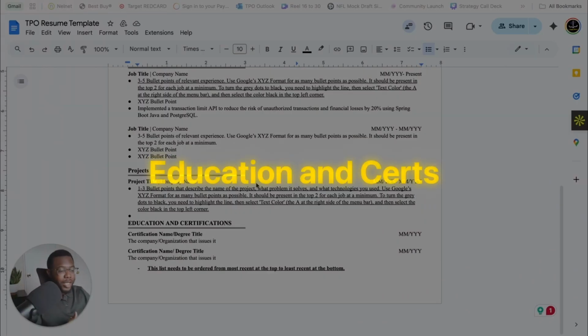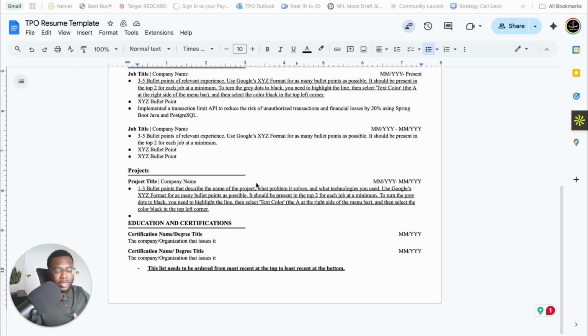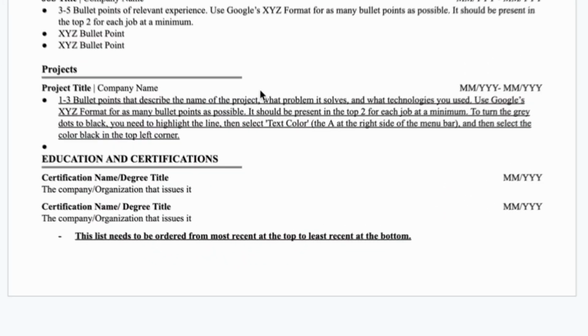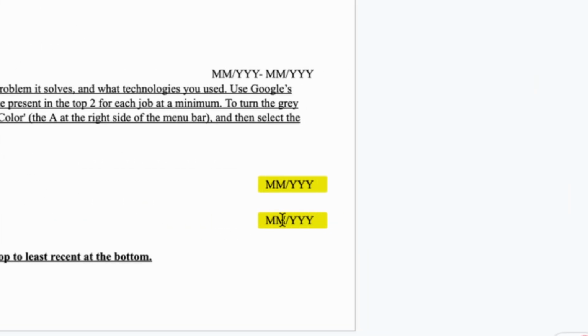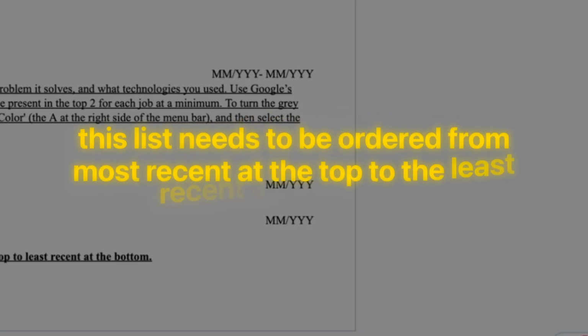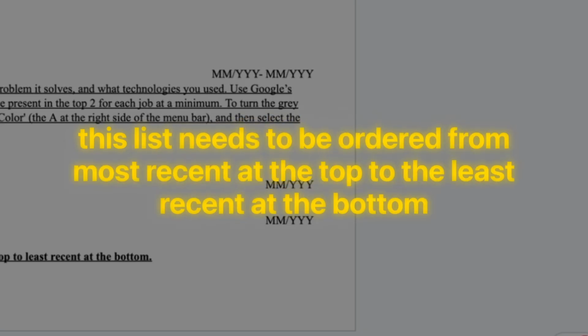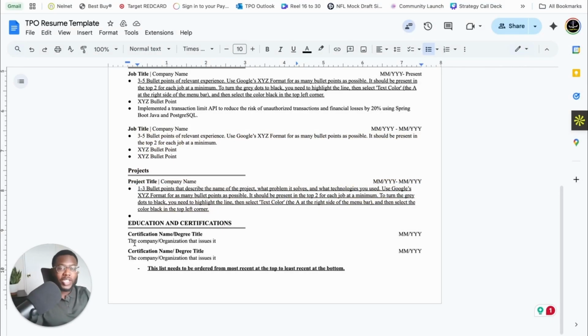Moving on to education and certs. This is a pretty simple section. You just want to go ahead, put your cert name or degree name in bold here, and you want to put the month and year. You don't need to put your GPA here. You don't need to put any grades or scores, especially if you have professional experience. It's not relevant. Once again, this list needs to be ordered from most recent at the top to the least recent at the bottom.